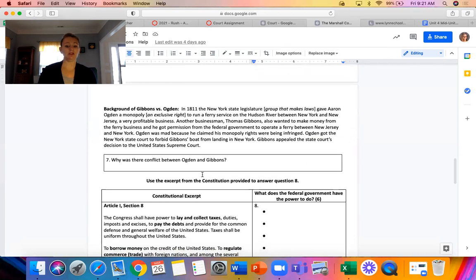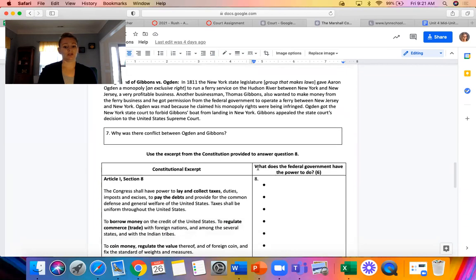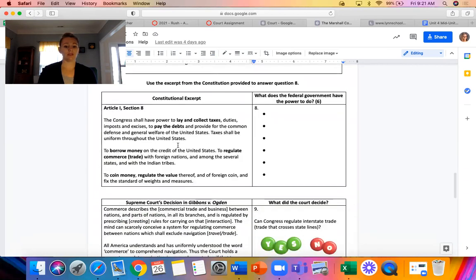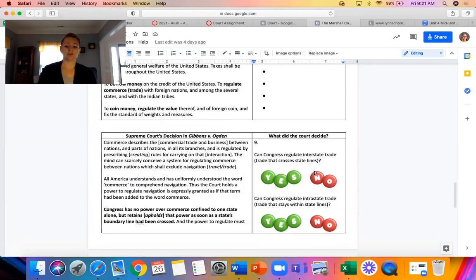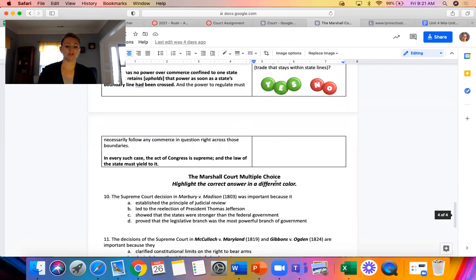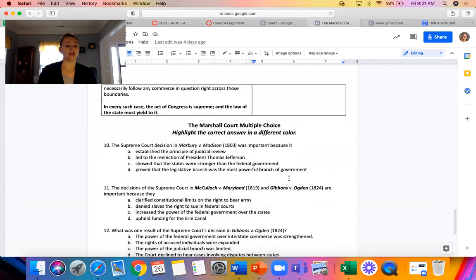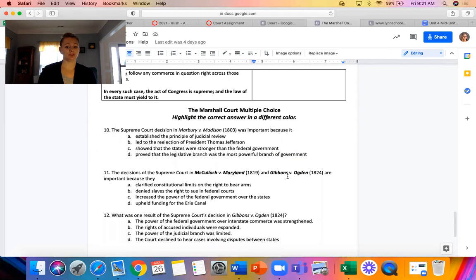Then we're going to come down here and you're going to learn about a different case, which is Gibbons versus Ogden. And you're going to read this information and put your answer in there. Then you're going to look at this information and tell me what powers the federal government has to do. You've got another decision with some yes or no questions here to answer. And then at the very end, you have just 3 multiple choice questions.